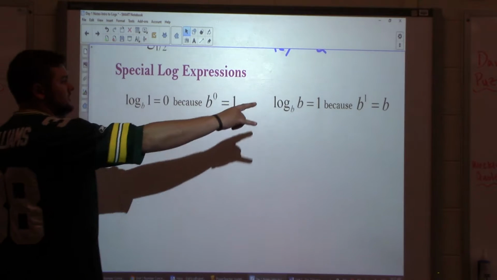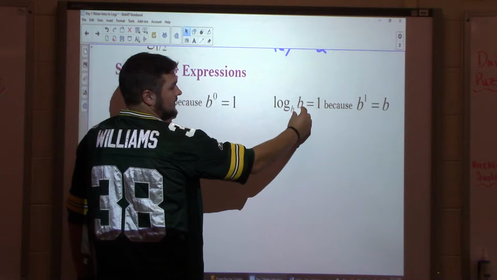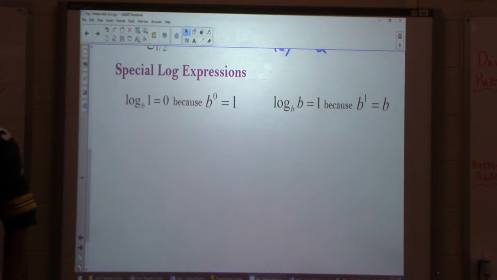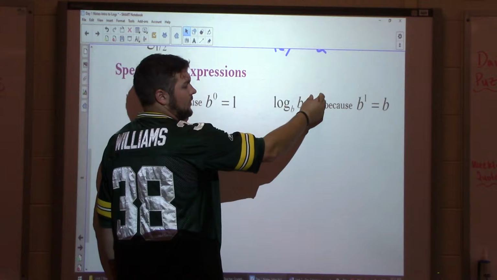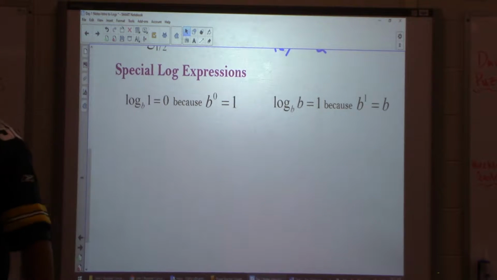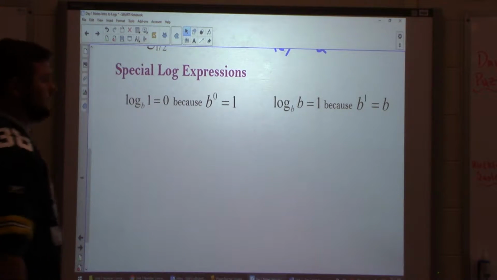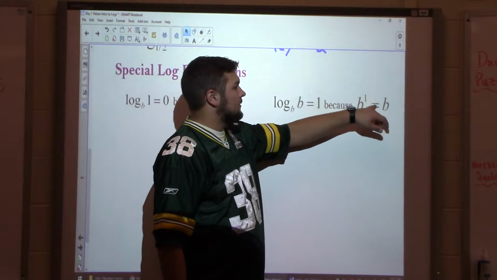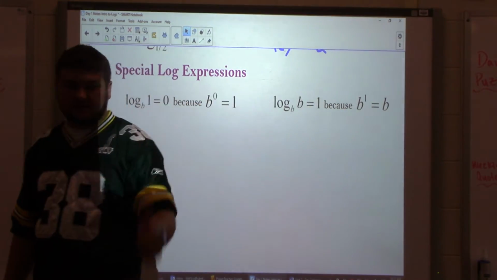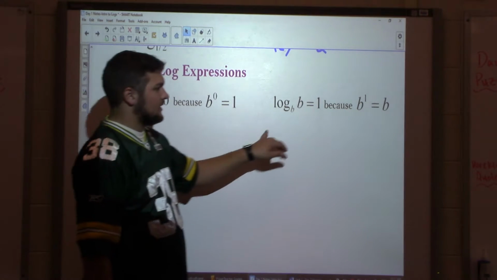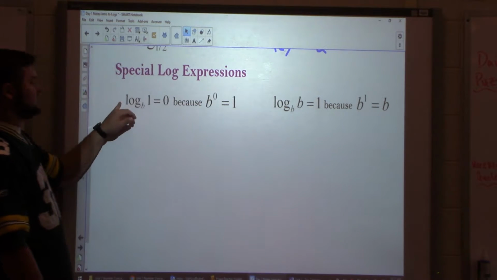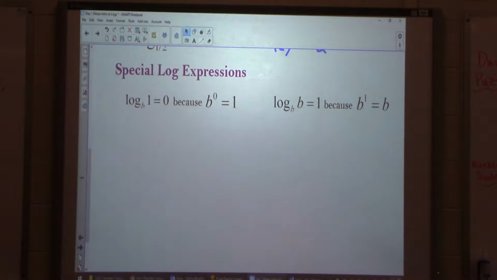Then, our second special case. If I take the log that is the same as my base, so log base b of b, log base 8 of 8, log base 12 of 12, if these are the same number, it will always equal 1. So once again, if you switch it to exponential form, whatever it is to the first power will always equal b. Right? 8 to the first power is always 8. 5 to the first power is always 5. 12 to the first power is always 12. So these are our 2 special cases. If you take the log of 1, it equals 0. If you take the log that is the same as your base, it's 1.